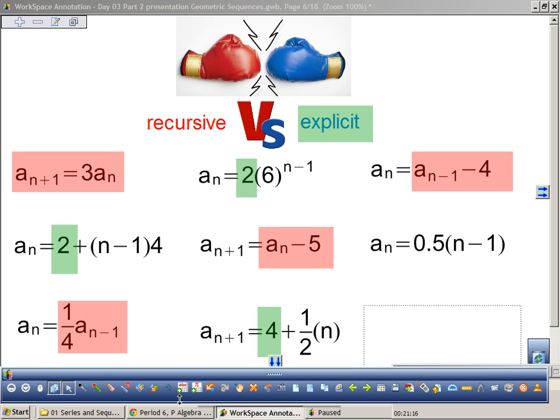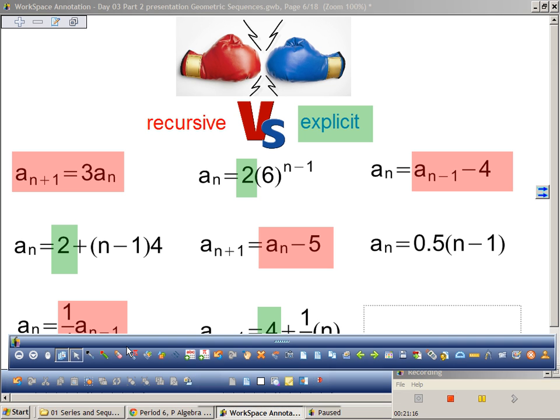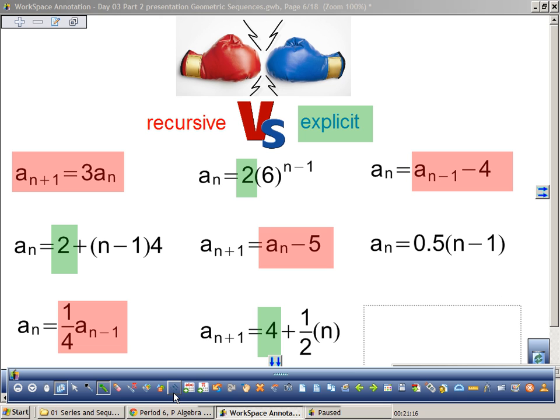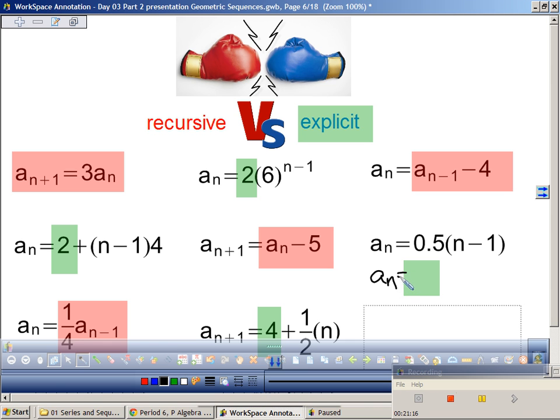This one. Wow, I'm surprised. That was one of those tricky ones. Does it have a first term? It does. What's the first term? 0. There's a 0 here. How do I know there's a 0 here?